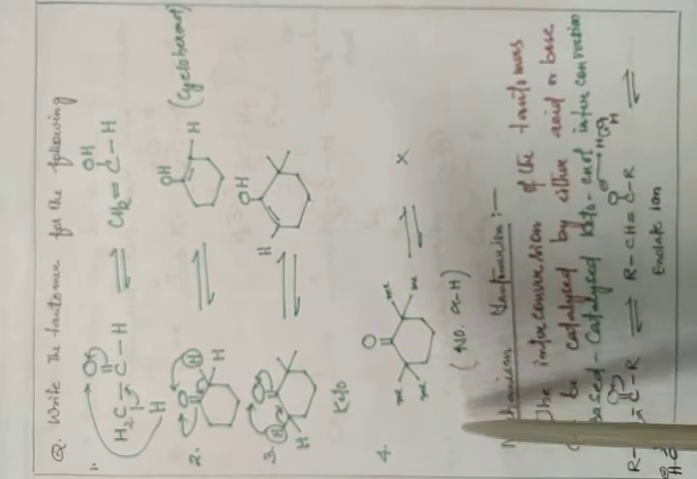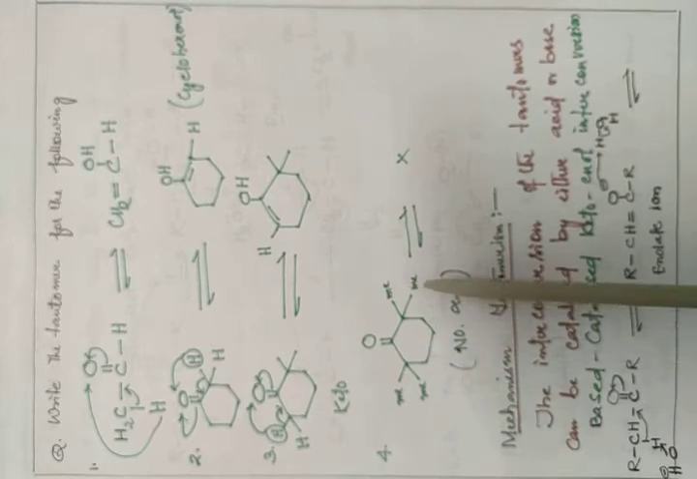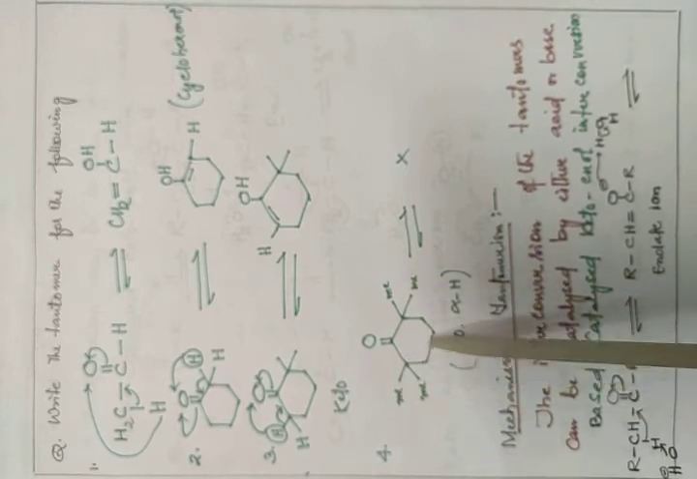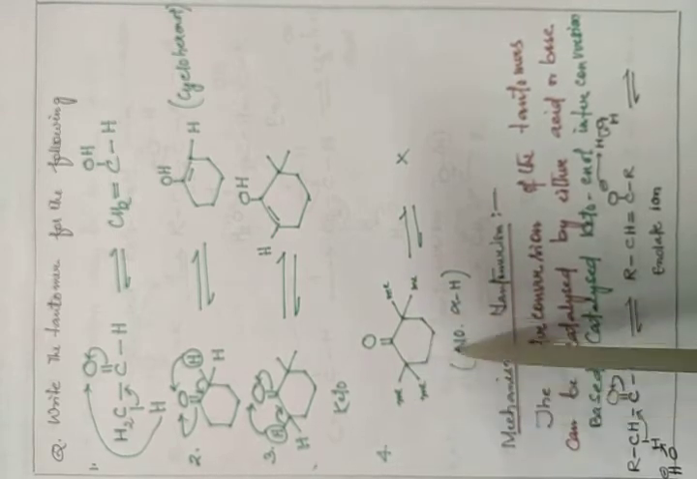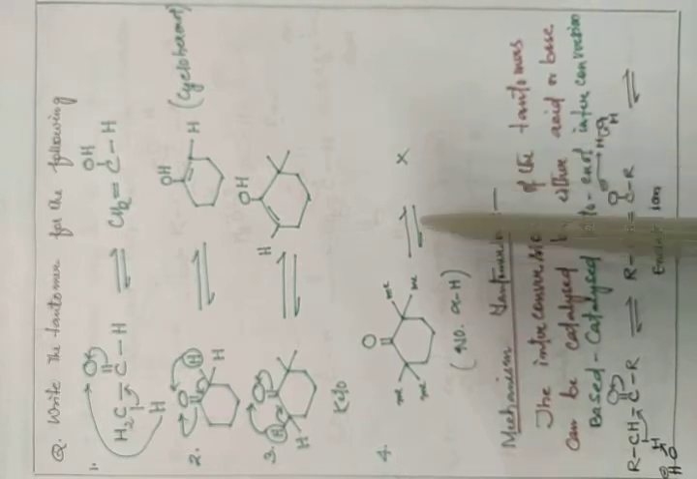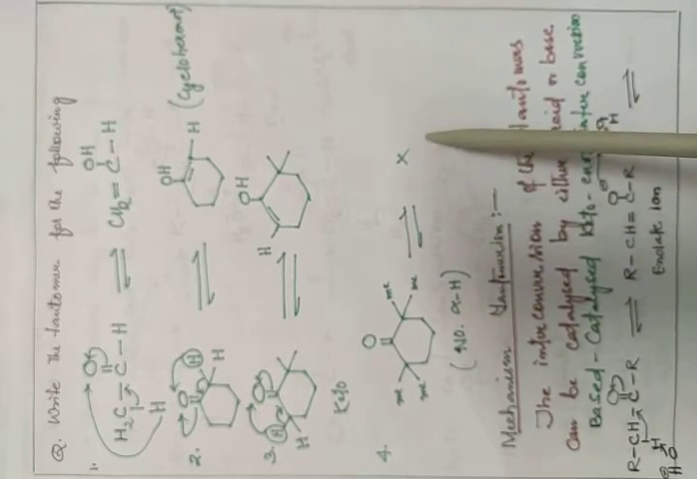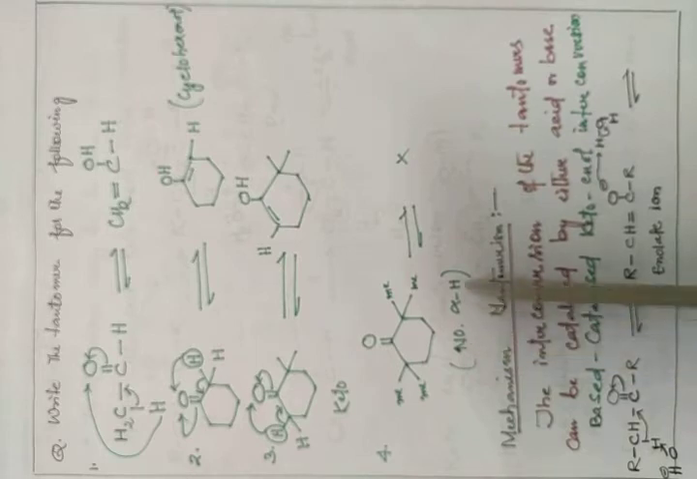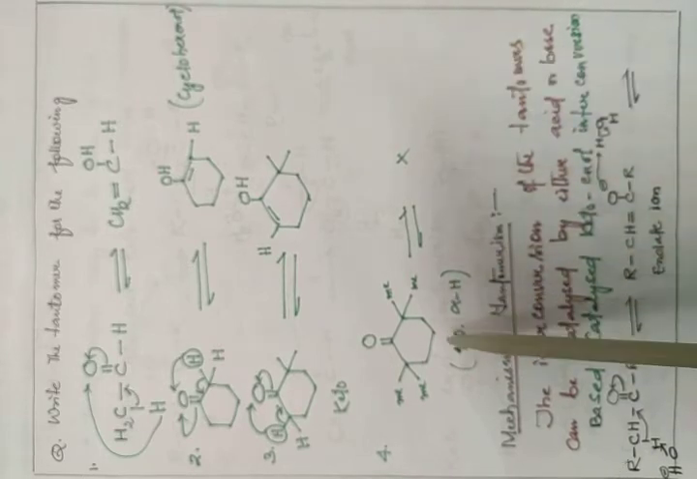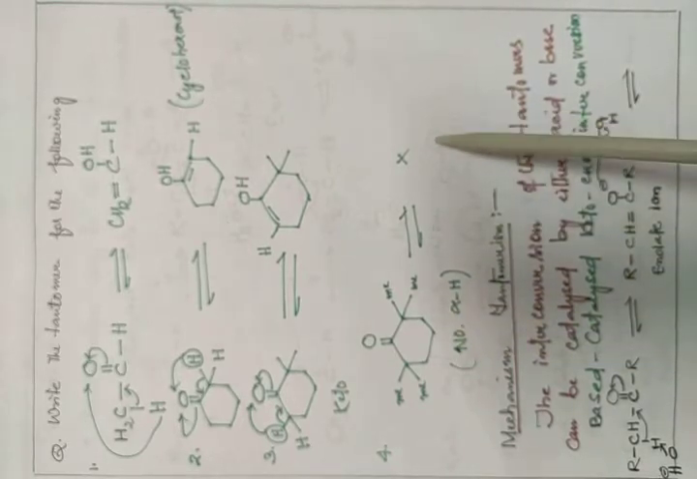Same as another one we see. If it is not given any alpha hydrogen, if there is no hydrogen on the side of that ring, then we cannot form the enol. So if there is no hydrogen, then the reaction will also not form. So this is tautomerism.